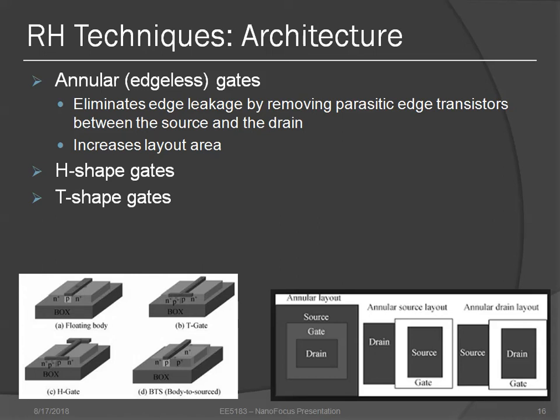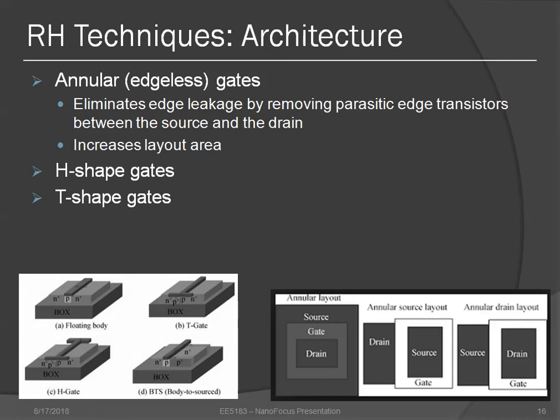So a couple of these techniques involve the shape of your transistor gates that you can use to help reduce leakage current. There are a couple different flavors, including the annular gates. Those are shown down here on the right, where the gate is circular, going all the way around your drain. There's your H-shaped gates and your T-shaped gates, shown over on the left.